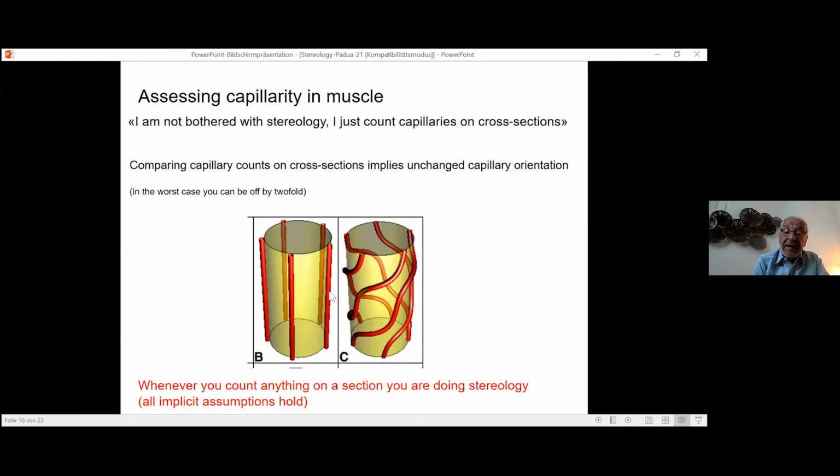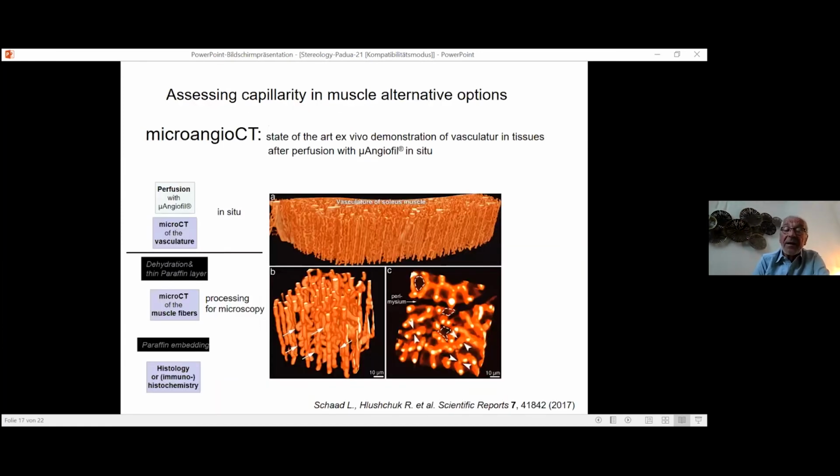Between this arrangement and this arrangement of capillaries, there is a factor of 2 of difference that you can see on this planar section. So what I think you have to assume is that whenever you count anything on a section, you are doing stereology and all implicit assumptions hold, unfortunately. 5 minutes left. Of course, you can do something else.